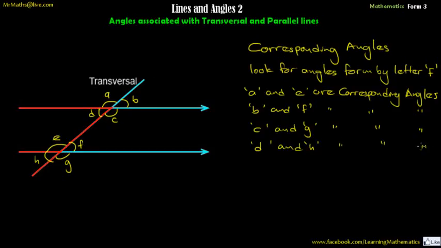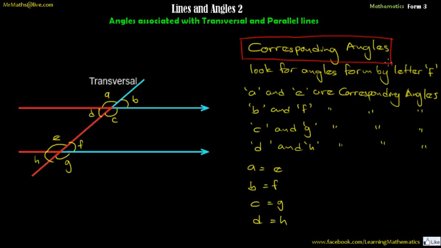One characteristic of corresponding angles is that the pairs are also of the same value. A is equal to E. B is equal to F. C is equal to G. And D is equal to H. So that's corresponding angles for you to memorize.